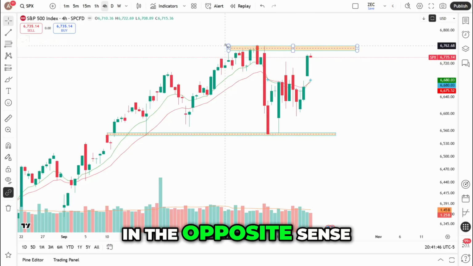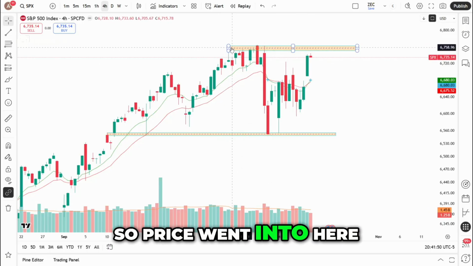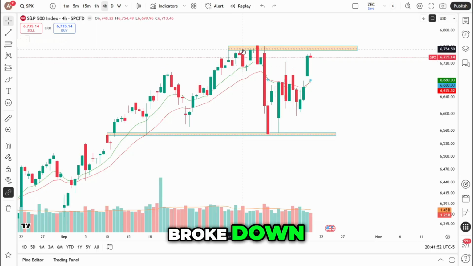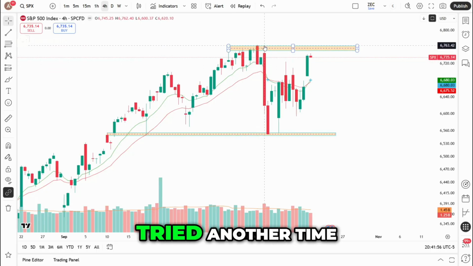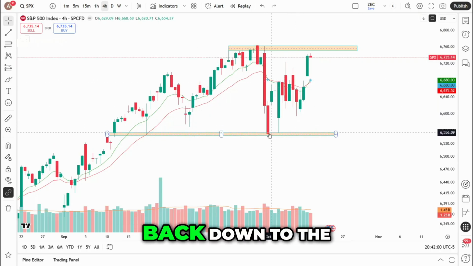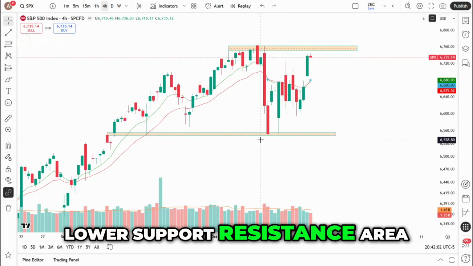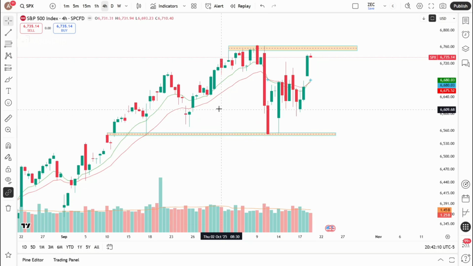Likewise over here in the opposite sense, this is resistance. So price went into here, broke down, went back, broke down, went back in, broke down, tried another time, failed hard, and then went all the way back down to the lower support resistance area at 65.55 basically, 65.53 to be exact.